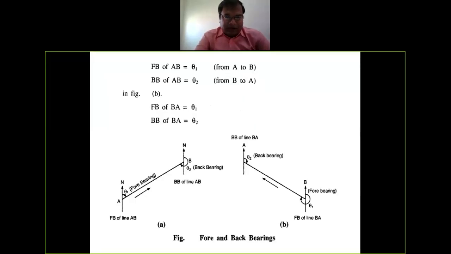Now see the figure. I have put one figure here. You can see this is your line AB, and this arrow shows my direction of survey. This theta1 angle, which it makes with respect to the north direction, is called forebearing, whereas this theta2 is called back bearing because it is in the reverse direction of survey. Same way you can see here: this is my theta1, this is my direction of survey. So theta1 is called forebearing here and theta2 is called back bearing of line AB. This is very simple. If you take the angle in the forward direction, it is called forebearing. If you take it in the backward direction, it is called back bearing.